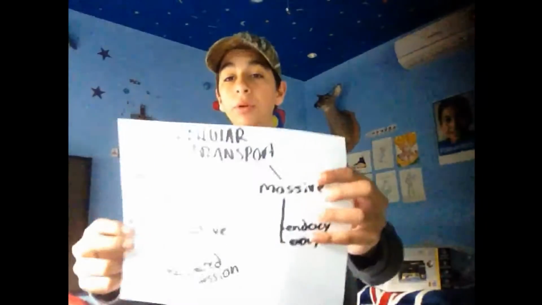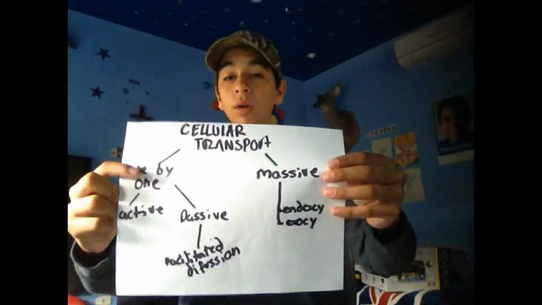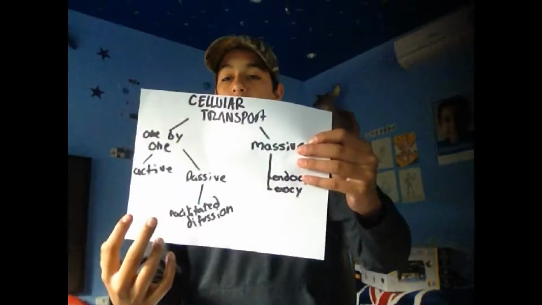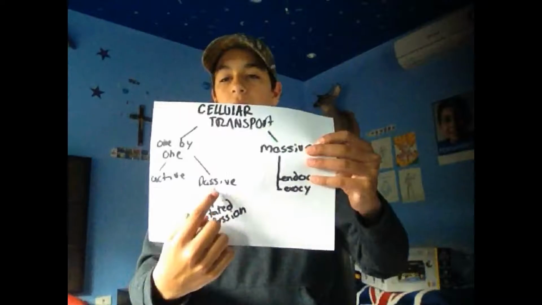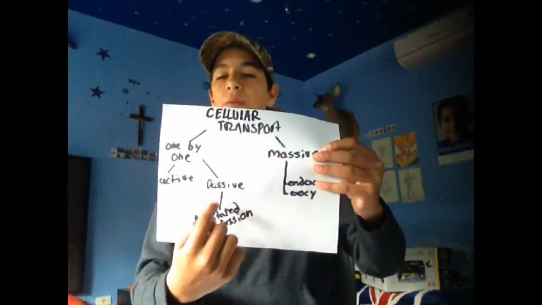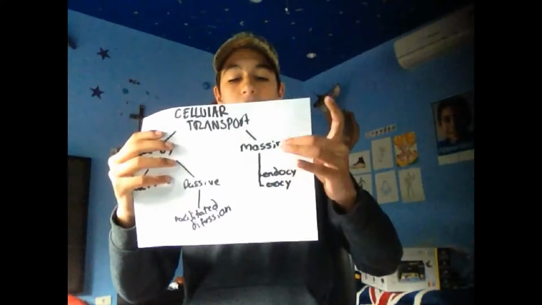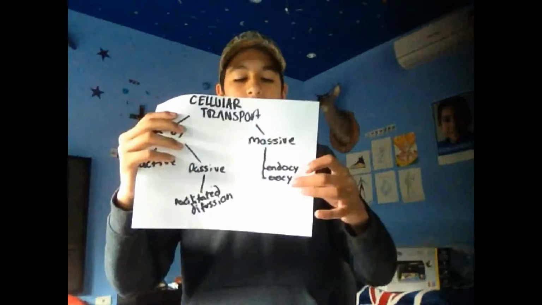Cellular transport is divided in two: one by one and massive. The one by one is also split in two, active transport and passive transport. The passive transport has a branch that is facilitated diffusion. And massive also splits in two, endocytosis and exocytosis. In the one by one part, we're going to talk first about active transport.